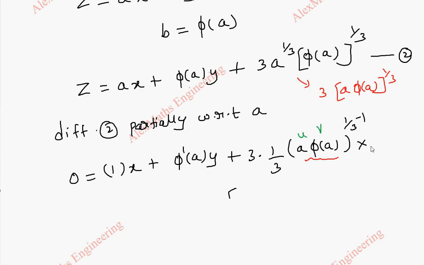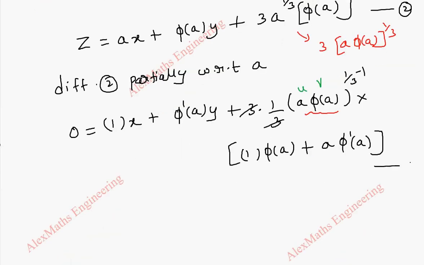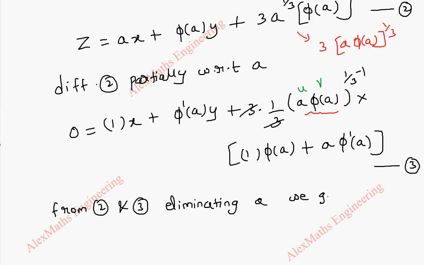So a differentiation is 1, phi of a is written as it is, plus a is written as it is, phi of a differentiation is phi dash of a, and we can cancel these two. Now let's take this as the third equation. Now from this, eliminating a from 2 and 3, we get general solution.